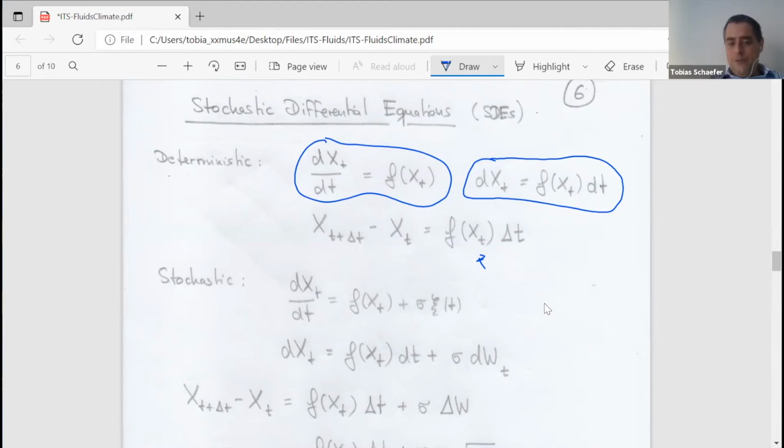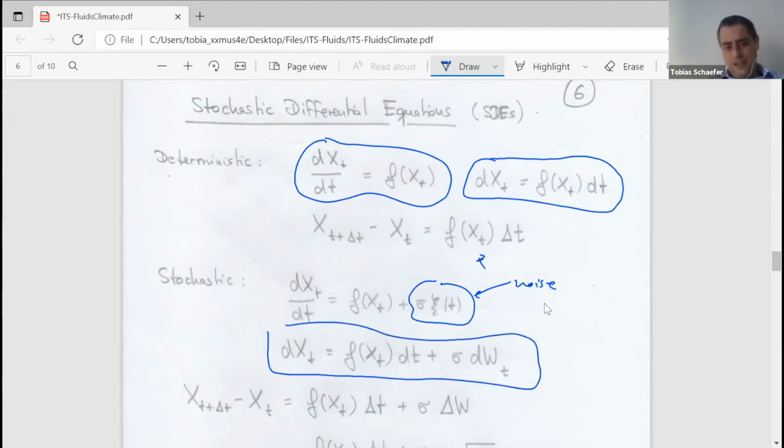Now, if you add noise, then in the math world, the preferred way of writing this is this notation, where you have the deterministic part here, and then you remember where your noise comes from. It comes from Brownian motion. And what this means is that at each step, all you need to do is draw a random number and scale it with square root of delta t. And this is how you move on. This is how you can combine deterministic and stochastic effects.